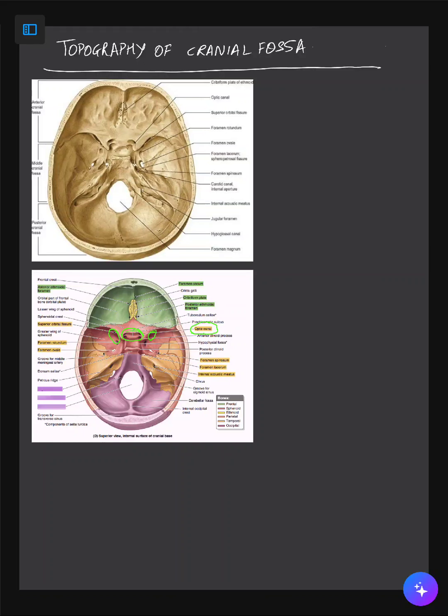Here is the superior orbital fissure. It opens anteriorly to the orbit. The optic groove transmits the optic nerve to the optic canal, and from there the optic nerve reaches the orbit. The tuberculum sellae separates the optic groove from the hypophyseal fossa, and the superior orbital fissure opens anterior to the orbit.